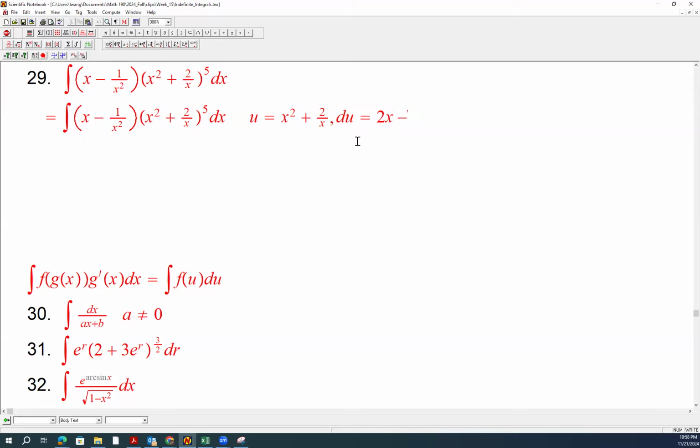subtracting 2 over x squared, and dx. Factor out the 2. Parentheses here, right? And this happened to be the same.